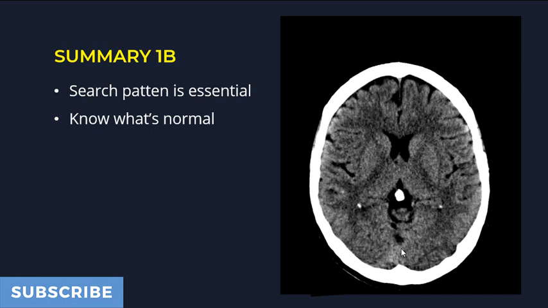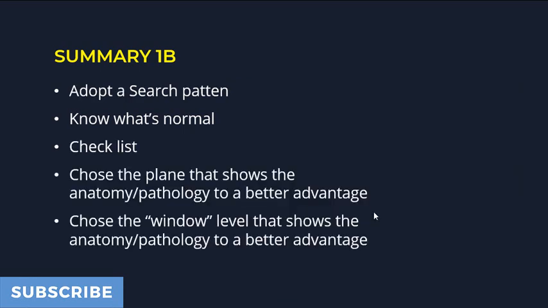Requirements for a successful search pattern is knowing what's normal, and in this particular case we covered gray-white matter differentiation. Please keep in mind that gray matter is denser, whether it's the cortex or the deep nuclei, compared to the white matter. Have a checklist, choose a plane that shows the anatomy or pathology to the better advantage, and choose the window level that shows the anatomy or pathology to the best advantage.